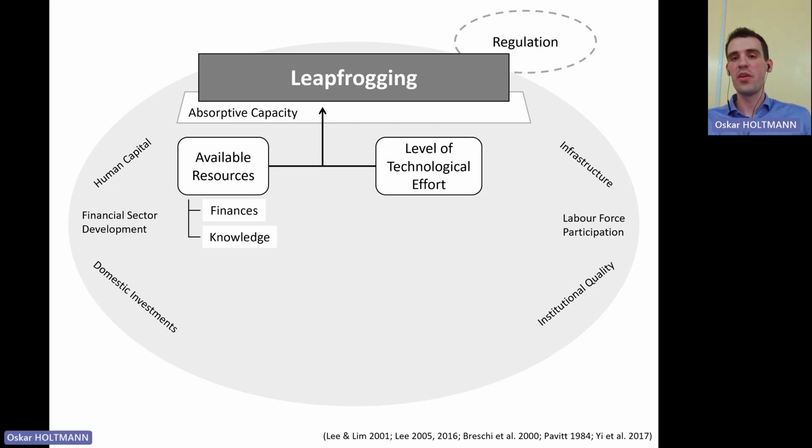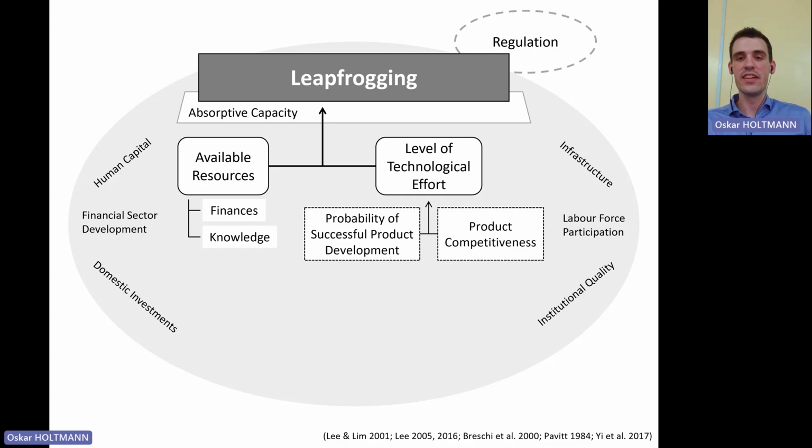On the other side, they point to the level of technological effort as a determining factor of leapfrogging, or the success of leapfrogging. And this level of technological effort is determined, again, on the one side, by the probability of successful product development. So for a firm or industry, how likely is it that the development process for a product will be successful in the end? And on the other side, is that product going to be competitive globally? So does it have a cost edge? Is there sufficient product differentiation? Do they have a first mover advantage? These kind of factors go into that second part, the product competitiveness.